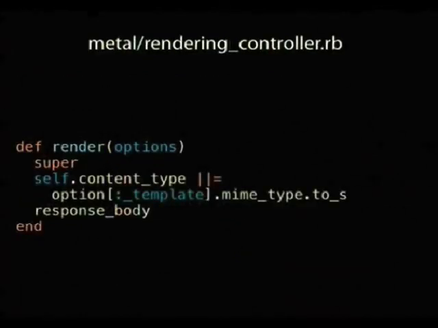And then if you go into the rendering controller module itself, again, it just calls super, and it sets the content type to be equal to the MIME type of the template that was actually rendered. So the rendering controller in Metal layers on additional functionality to the abstract version of rendering, to say, set the content type equal to the correct MIME type.